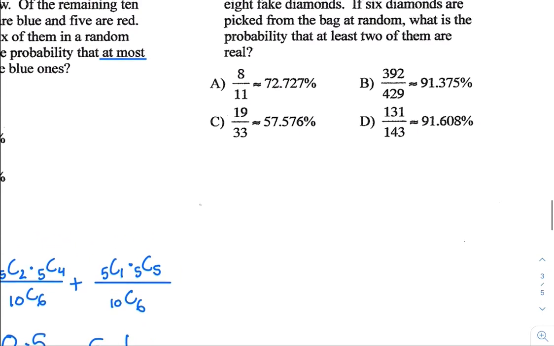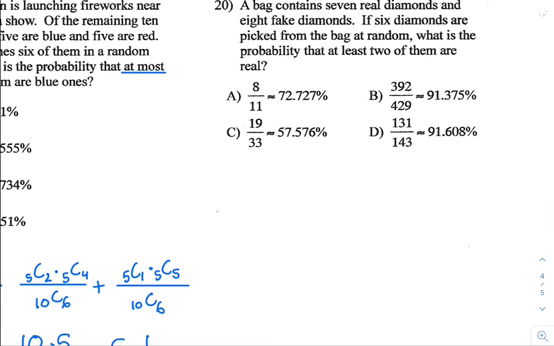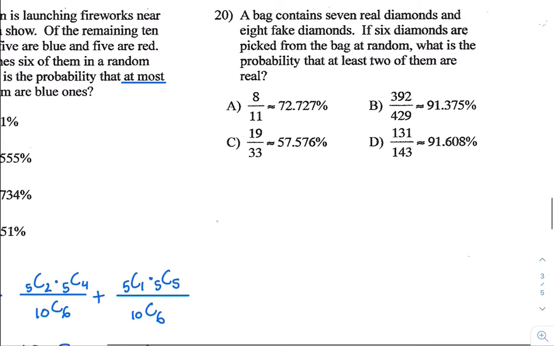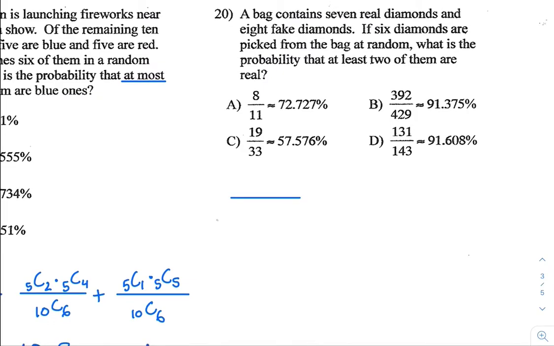Okay, so for this one, it's the same type of ordeal as the last one, but now it says at least. So a bag contains 7 real diamonds and 8 fake diamonds. If 6 diamonds are picked from the bag at random, what's the probability that at least 2 of them are real? So how many diamonds are there total? That's what you need to figure out, right? So there's 15 diamonds in total.